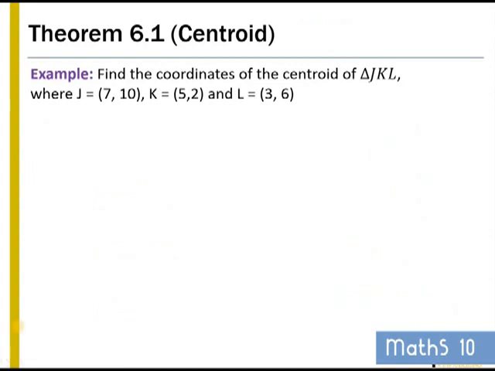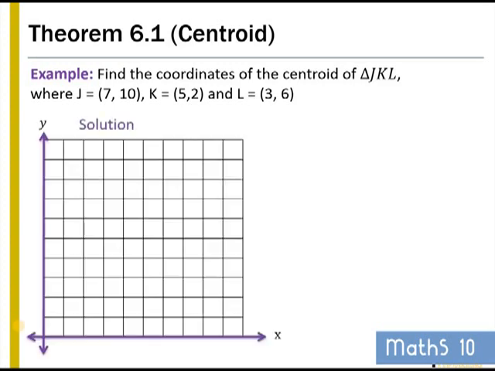Example. Find the coordinates of the centroid of triangle JKL, where J is (7, 10), K is (5, 2), and L is (3, 6). Let's draw a diagram. Here's J, here's K, and here's L, and they make a triangle. There are lots of ways to find the centroid of this triangle. Let's do it by finding the median from the vertex K, and then finding the point which is 2/3 of the way along the median.